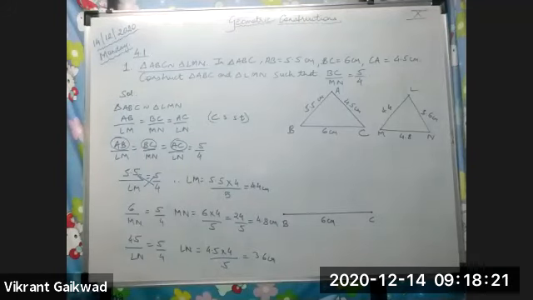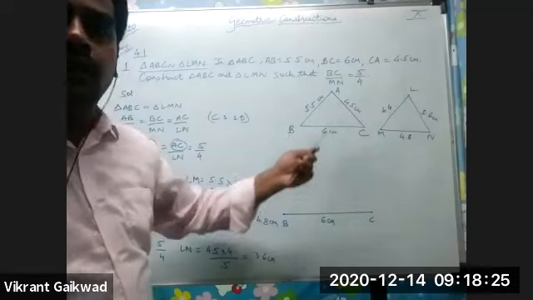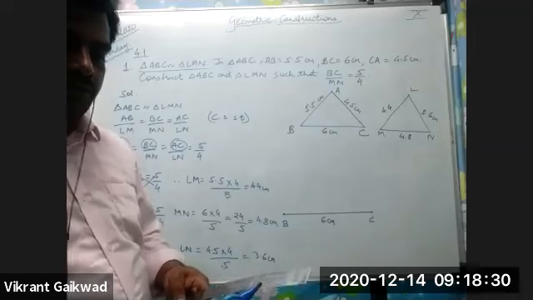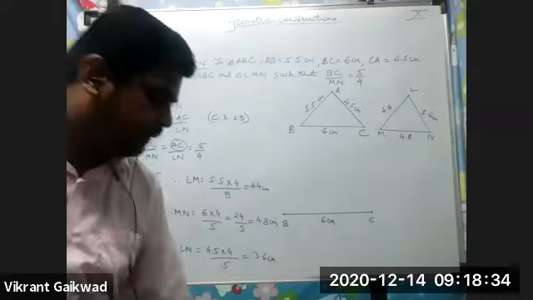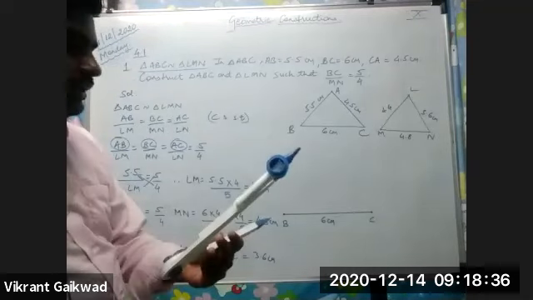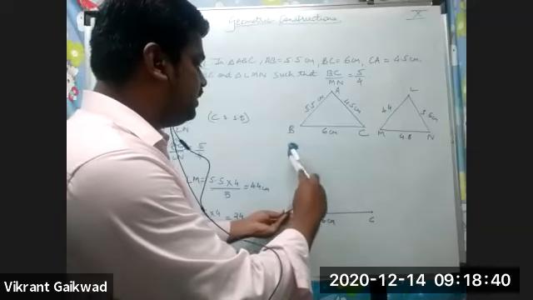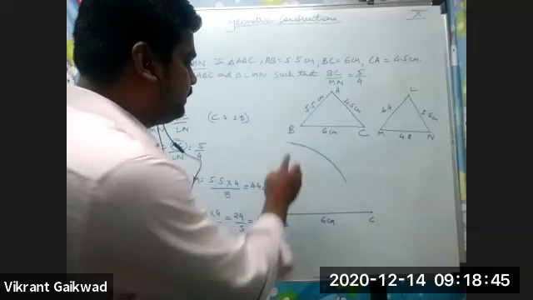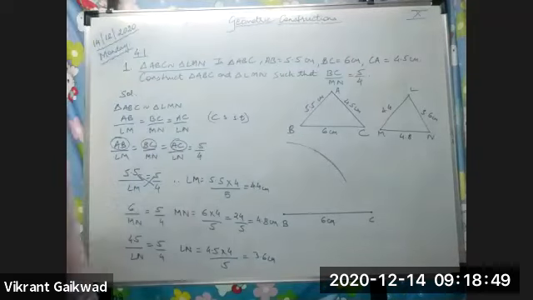Next construction is constructing side AB. Now, AB is 5.5. So on your rounder, take a distance of 5.5 centimeters. Keep the tip at B and cut an arc. Draw a bigger arc. Okay.